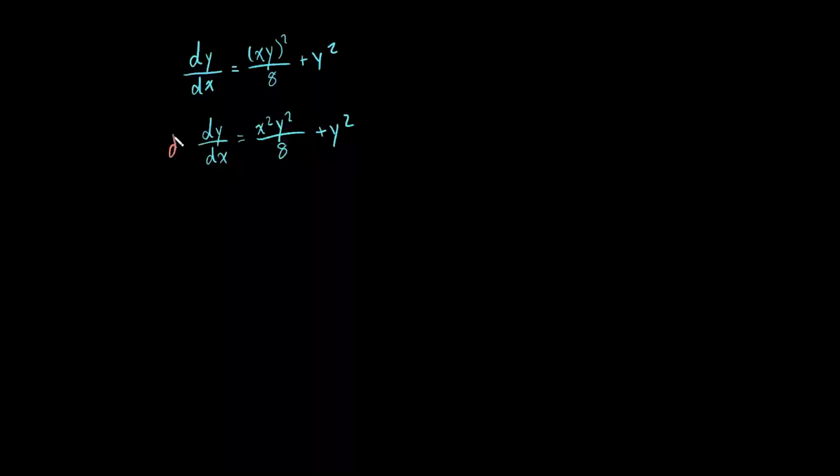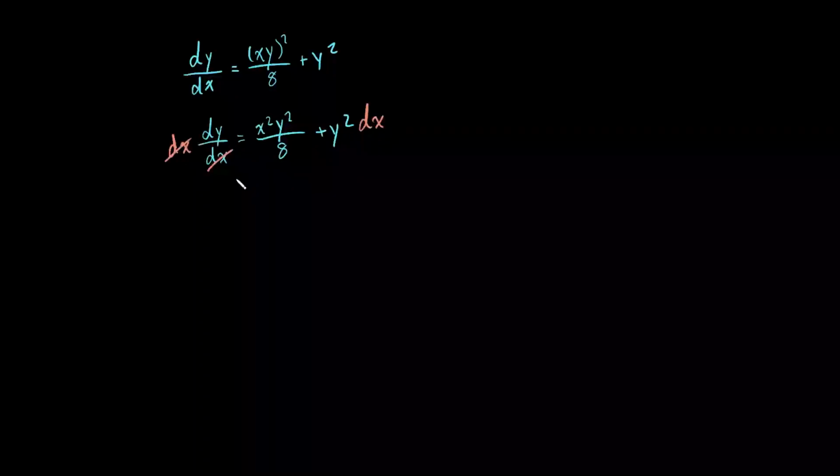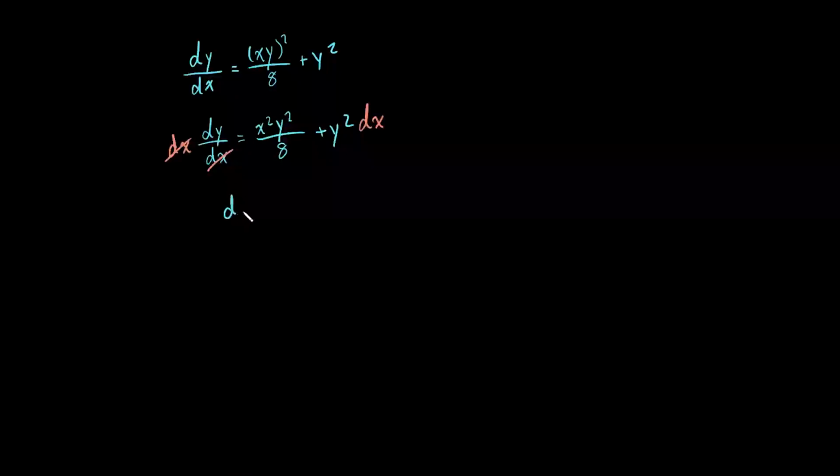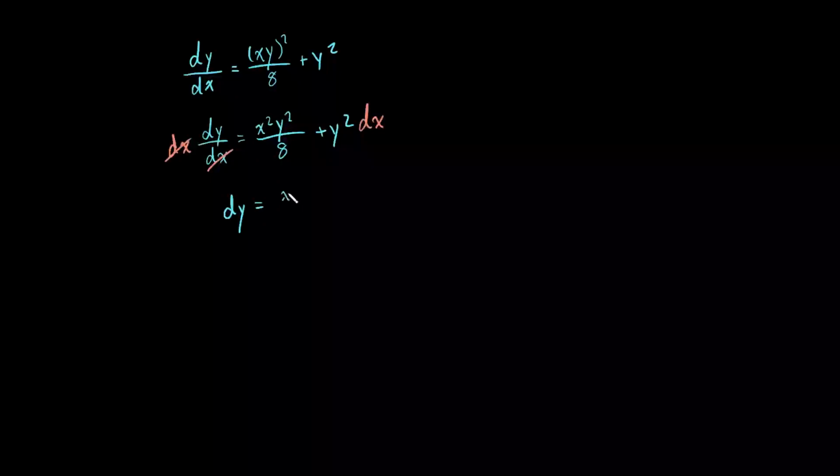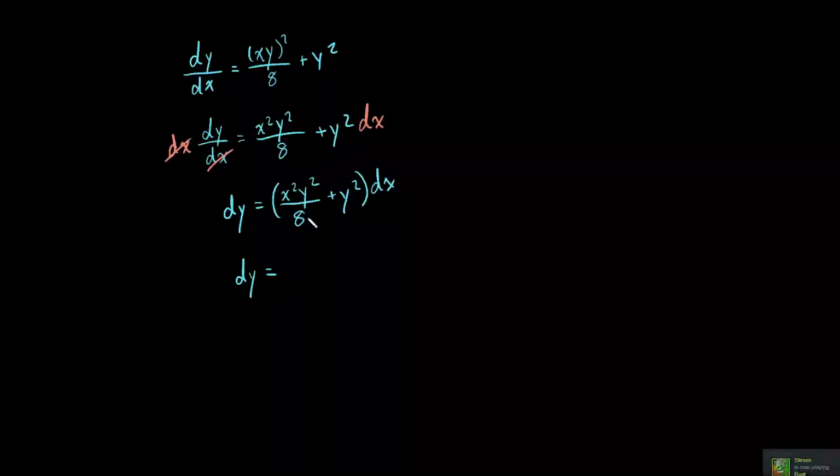From here, we can multiply both sides by dx. So now what we're left with is dy is equal to x squared times y squared divided by 8 plus y squared, all being multiplied by dx. Now you'll notice we still have some y's over here. What we can do is pull a y squared out of both of these terms, since this term has a y squared and this term has a y squared.